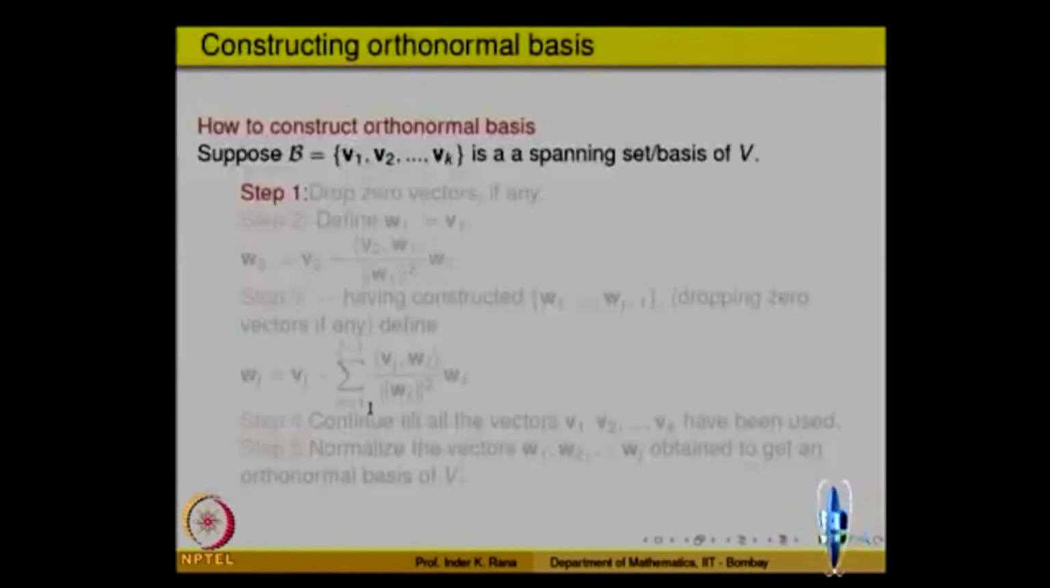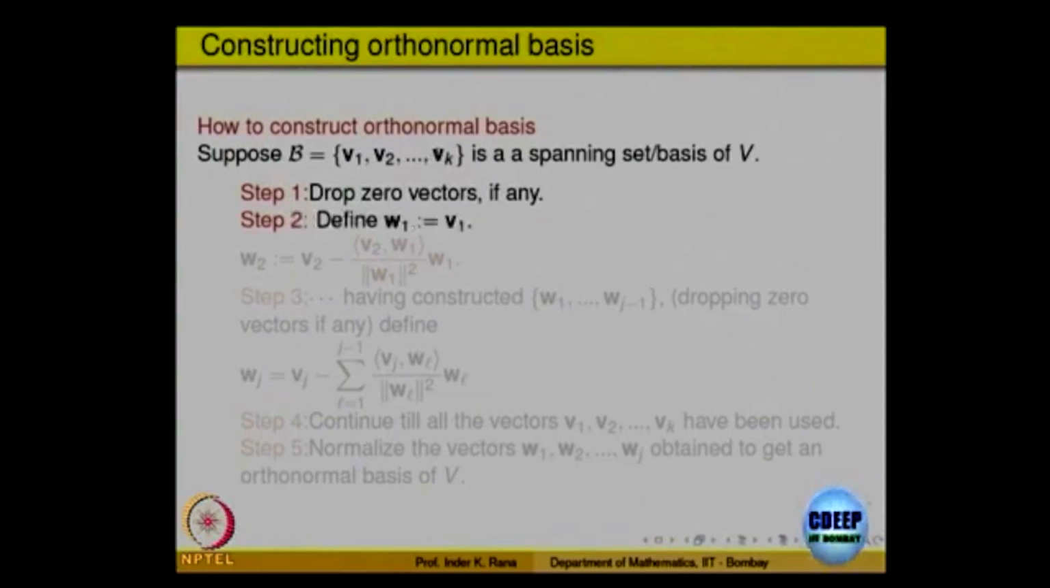And then we saw the process of constructing an orthonormal basis. Given a set v1, v2, vk, if it is a basis, well and good, but even if not, if it is a spanning set, that is good enough. We can construct a set of vectors which is orthonormal and gives the same span as that of v1, v2, vk. The first step is, if there are any 0 vectors in this, drop them, because they are not going to contribute anything in spanning.